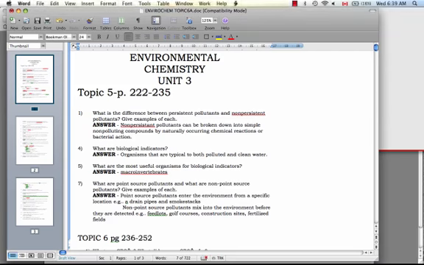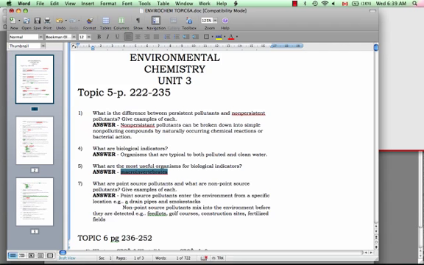And so on. What are the most useful biological indicators? The animals without backbone, so insect larvae, things like mayfly nymphs, etc. They're ultra sensitive, so that makes them really good.